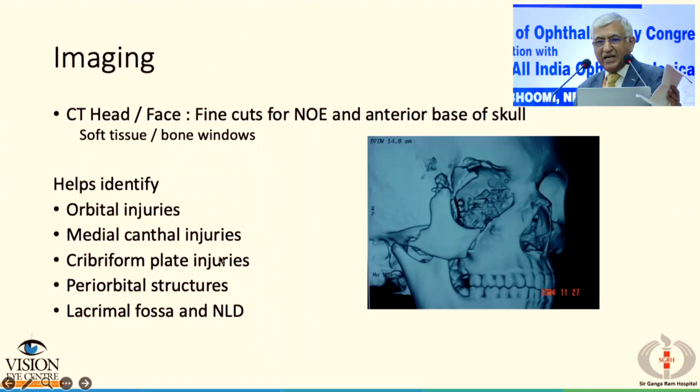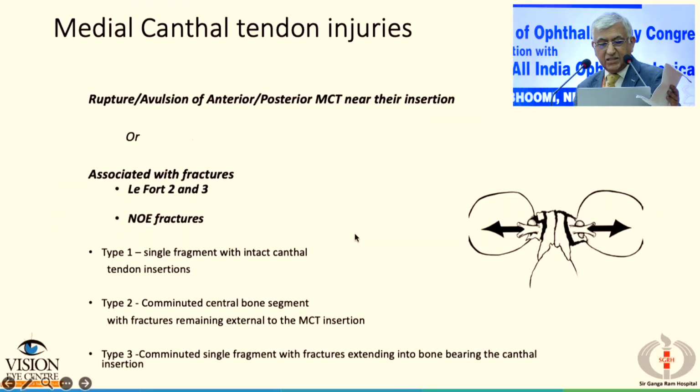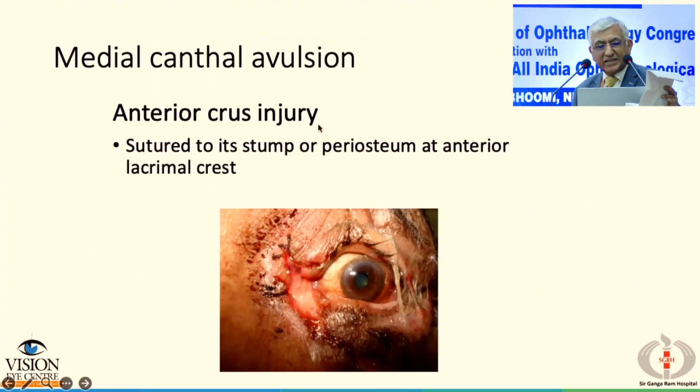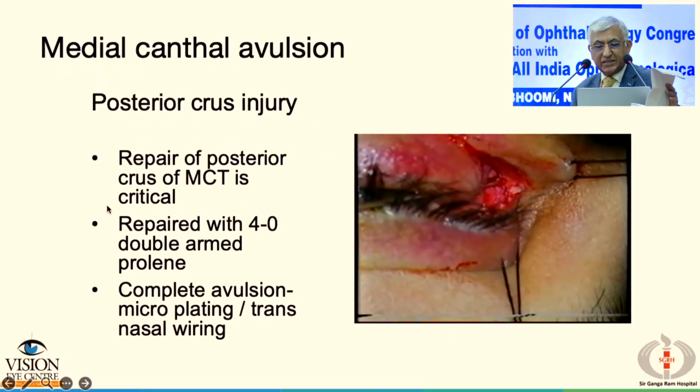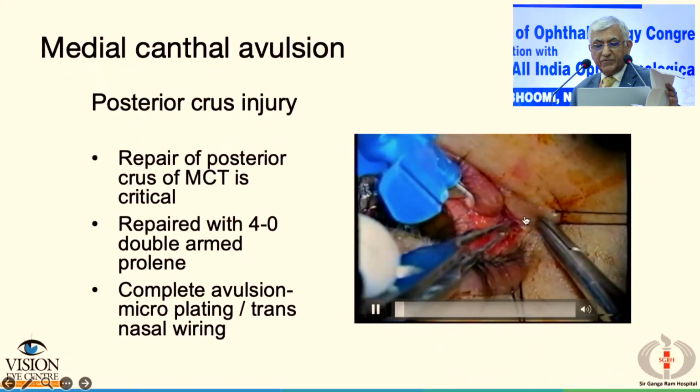Imaging helps identify the structures involved, and there are special techniques for the medial canthal region. So, these injuries which cause traumatic deformities are either those which involve the anterior or posterior crus of the medial canthal tendon, or the associated fracture with their various conformations. Now, an anterior crus injury, as I said, is relatively easy and it can be sutured to periosteum anteriorly at the anterior lacrimal crest. But the posterior crus is more difficult to manage.